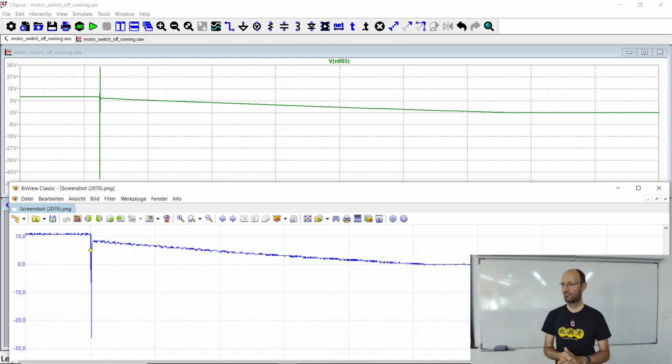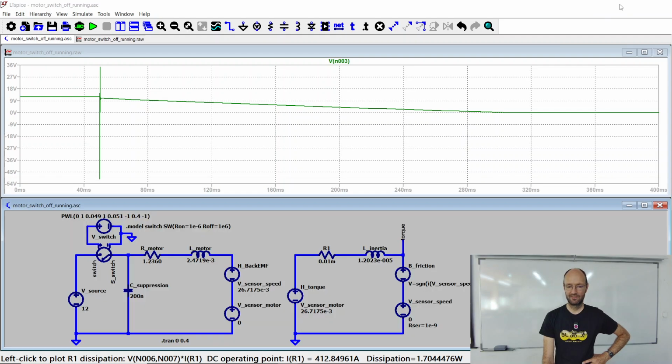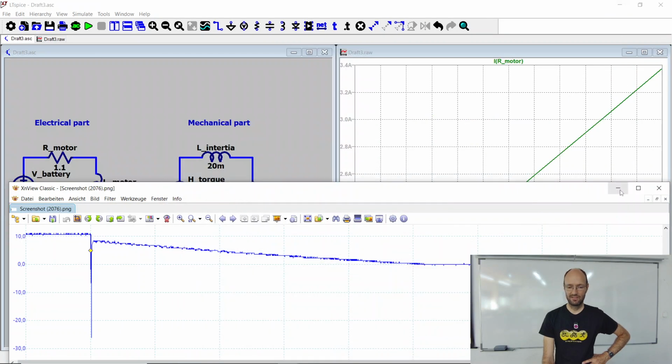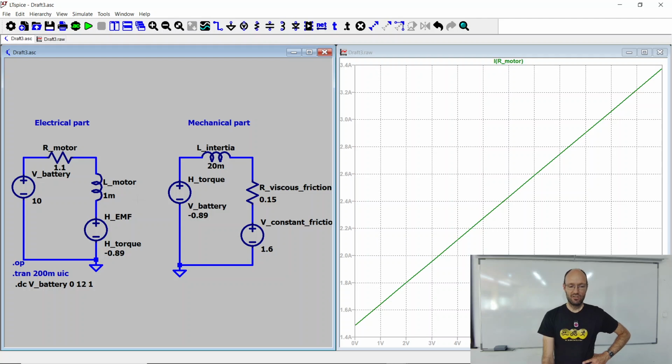One question. Sure. We have defined different analyses, and it is executing one of them. Which one? The last one, because at one particular moment we had the transient and the DC analysis. And the program was running the DC analysis.